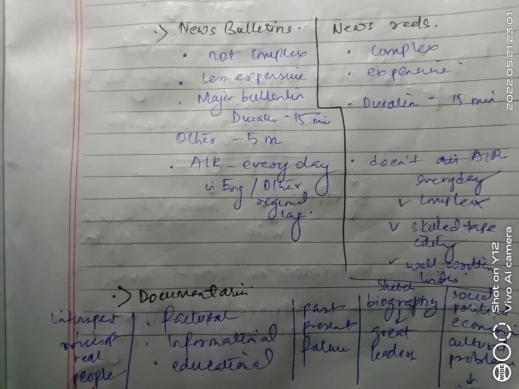Now news reels are complex as well as expensive if we compare them with news bulletins. News reels जो है वो बहुत ज़्यादा expensive होते हैं, they are more expensive. Now this was all about news bulletins and news reels. Now we'll focus on documentaries. Documentaries का दूसरा नाम radio features है. This again I have not mentioned, you may write it somewhere.